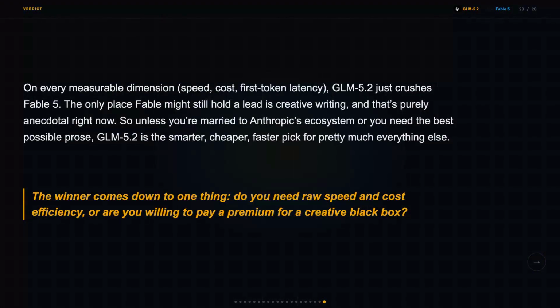Honestly, I was expecting a closer fight, and GLM 5.2 just ran away with it on every number we could actually measure. If you need speed, low cost, or a million token context for production use, GLM 5.2 is the pick. 11 times cheaper on output, full stop. If you're doing creative writing and prose quality is everything, Fable 5 might still be worth it, but you're paying a premium for vibes, not verified data.